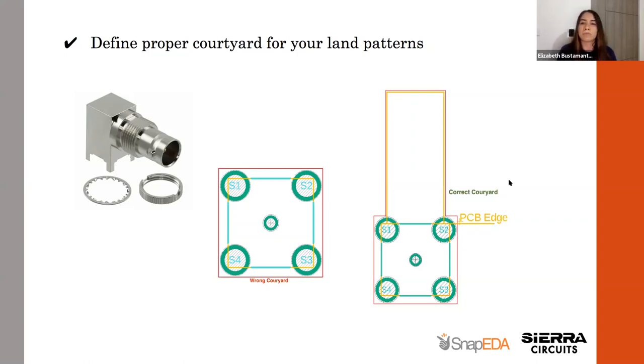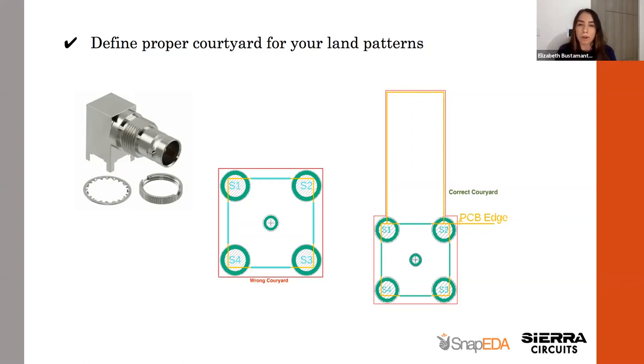Okay, we have some questions. James asks, will you be covering HDI in this presentation? No, I won't. This is mainly just the defects caused by land patterns, but if you have any other questions, I can try to help.